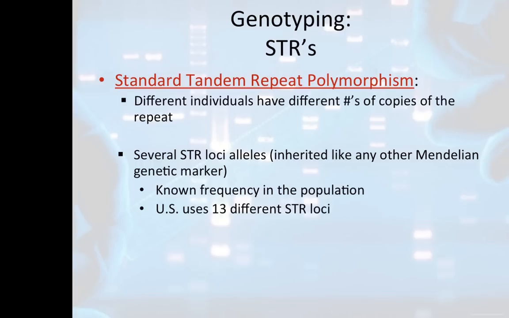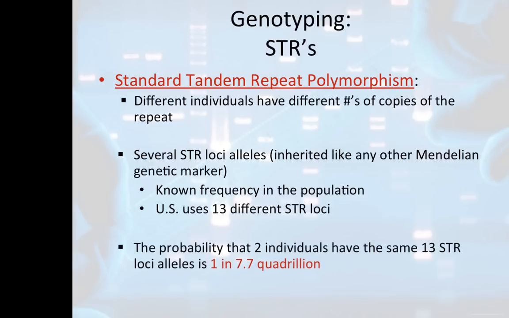U.S. forensics uses 13 different STRs to differentiate DNA samples among individuals. And this can be done because the probability that two individuals share the same 13 STRs is 1 in 7.7 quadrillion. You have a better chance of winning the lottery than having your DNA mistaken for the DNA of some other individual.